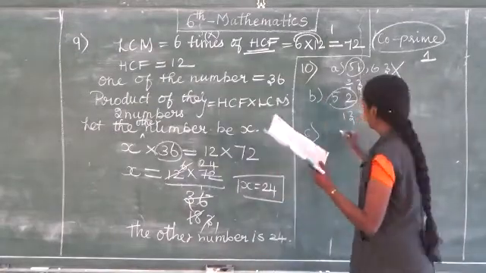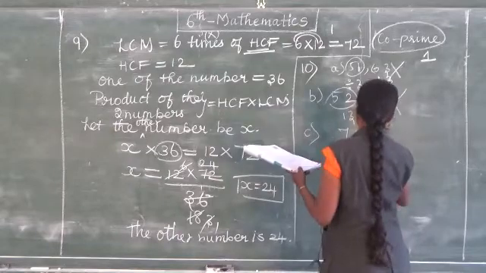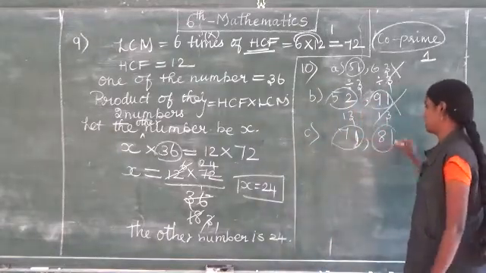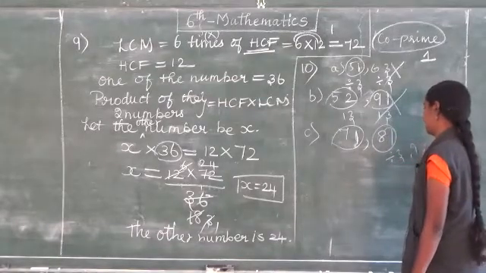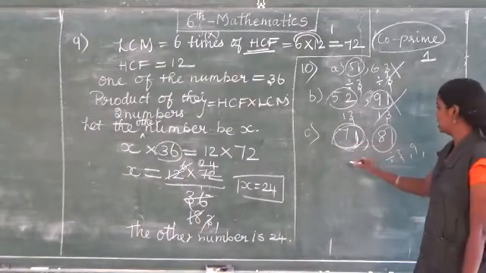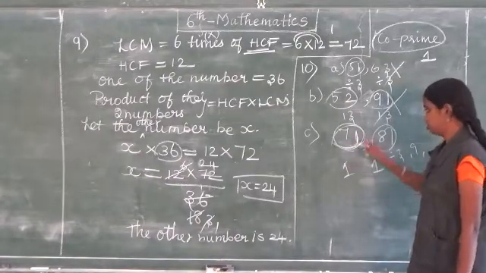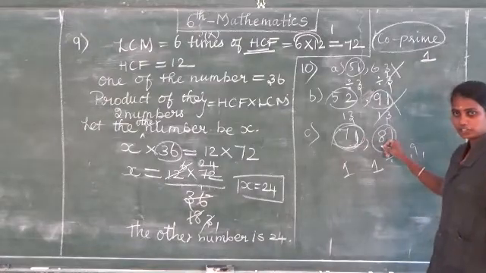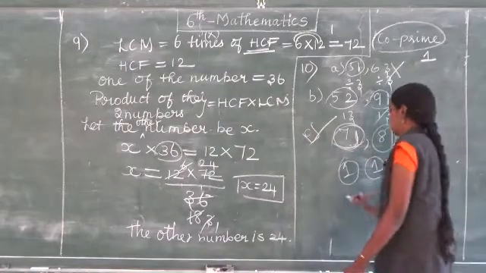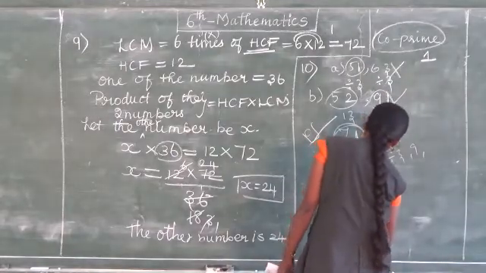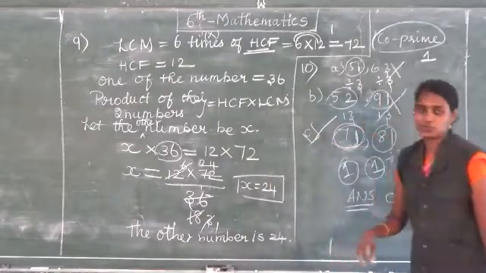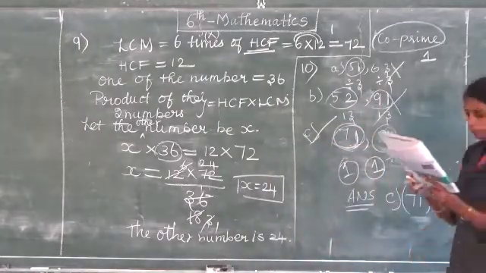Option C, 71 and 81. 71 is a prime number. 81 is divisible by 3 and 9. But 71 is a prime number, so the two numbers have only the common factor 1. So option C is the answer. The answer is option C, 71 and 81, because it has only the common factor 1.